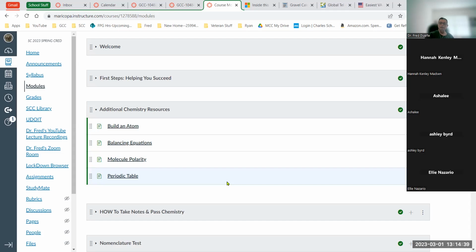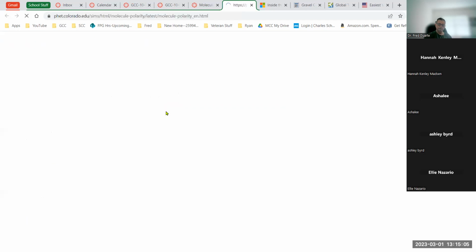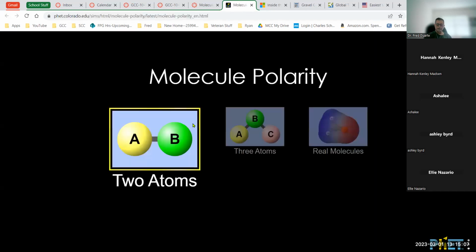Now, if you click on it, there's a series of what we call simulations. I forgot about the build an atom, but go in there and it'll show you about the protons, neutrons, electrons, and you can play with it and start building different elements. And I'm going to click on molecule polarity. Here's a link. I'm going to send you to this.